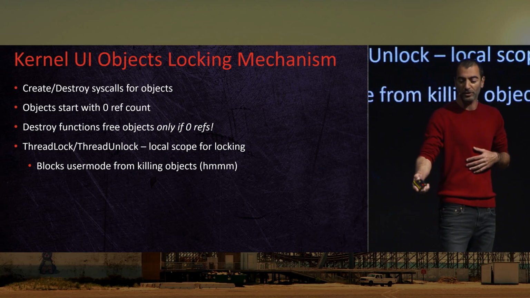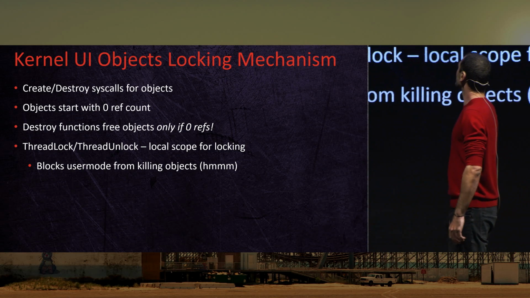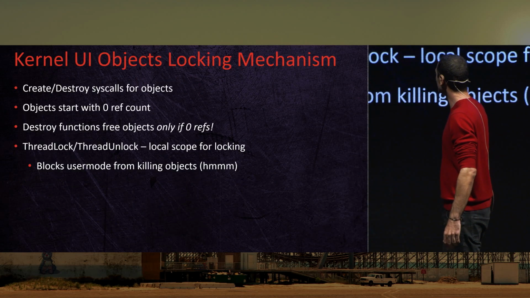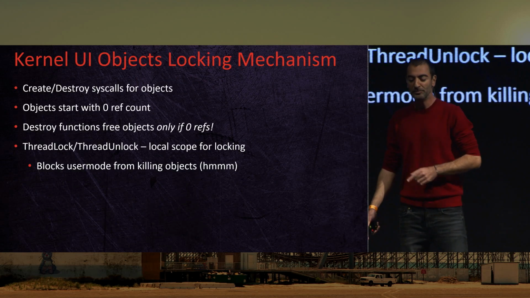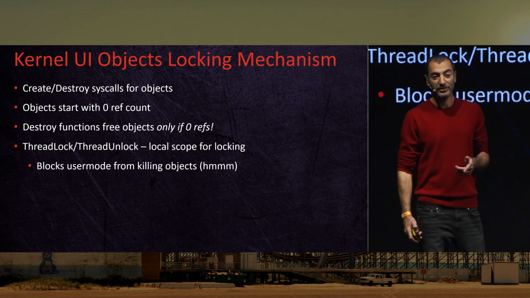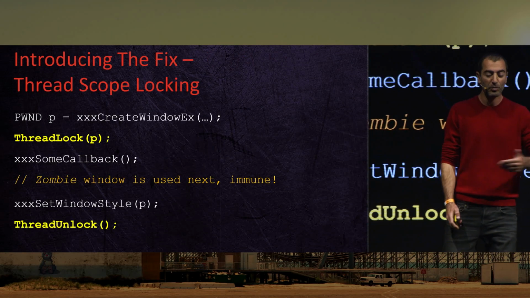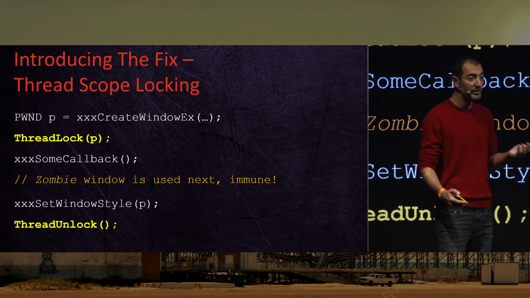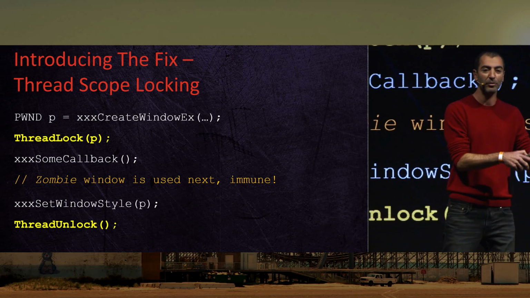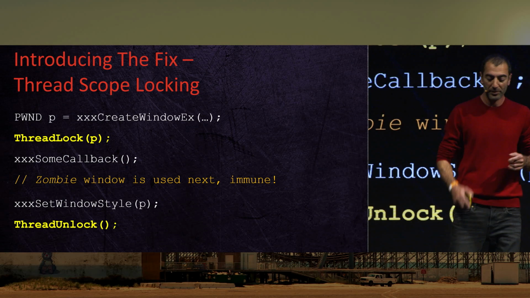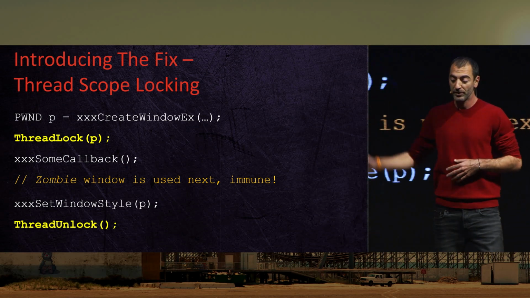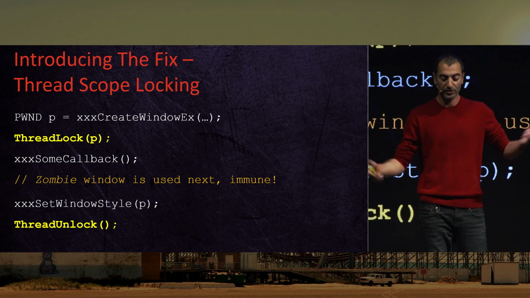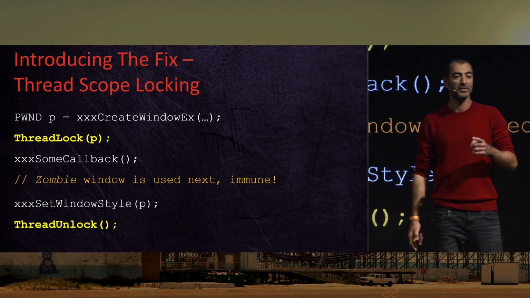And then we talked about thread lock and thread unlock. So the thread lock now is the solution for what happened earlier. And let's see why it's a solution. So now we are in the snippet of the kernel. We lock the pointer. As you see, it's a manual locking. If the developer forgets to do it, then there's a problem. We call back to user mode. If we now destroy the window in user mode, okay, what's going to happen now? Nothing. Why? Because the reference count is still 1.